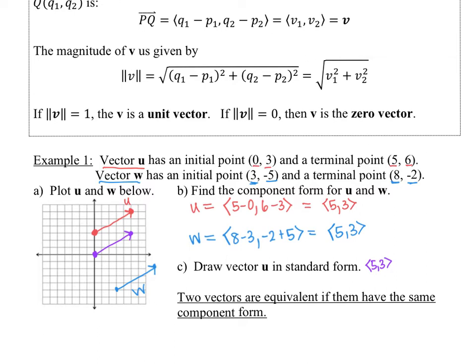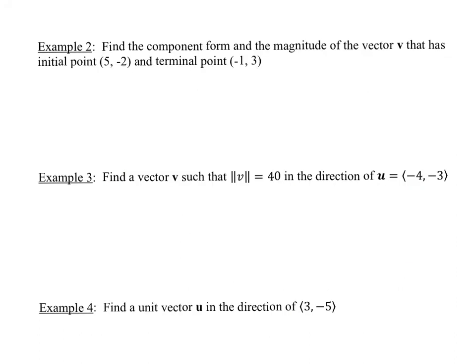Okay, two vectors are equivalent if they have the exact same component form. So because u and w have the same component form, they're both 5, 3, vector u and vector w are equivalent. And how I would prove it is I would show that they have equivalent component forms. Okay, for the next few examples, we're just going to play a little bit with component form and finding the magnitude. And then that'll be it for today.